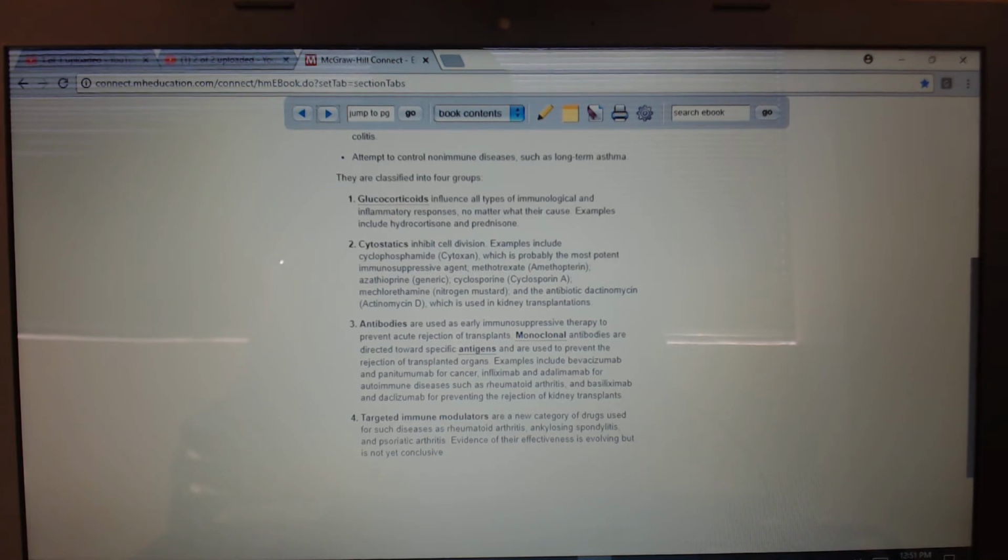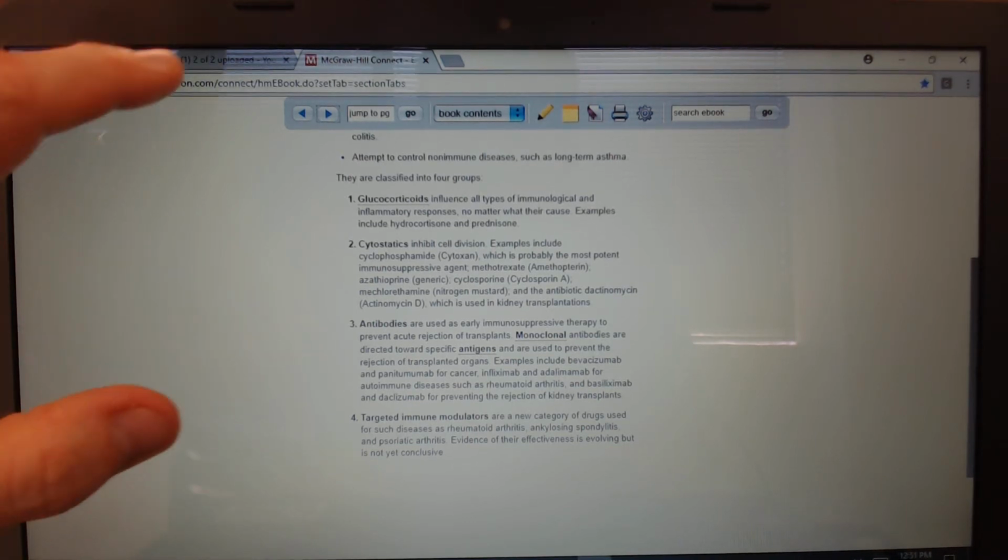rejection of kidney transplants. Targeted immune modulators are a new category of drugs used to treat diseases such as rheumatoid arthritis, ankylosing spondylitis, and psoriatic arthritis. Evidence of their effectiveness is evolving but not yet conclusive.